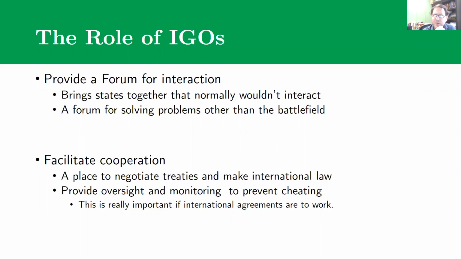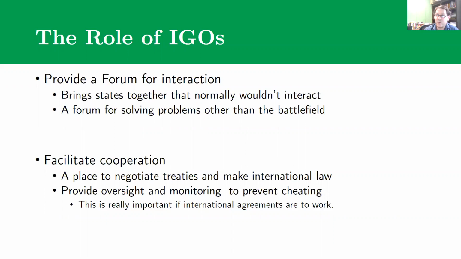The UN and other intergovernmental organizations can also provide a function as oversight and monitoring. And so political scientists are oftentimes really concerned about this idea of cheating, that states might sign onto agreements, but one state might not carry through and might gain an advantage, and that this can destabilize cooperation. Well, having an intergovernmental organization that's able to do regular monitoring can be really helpful, right?